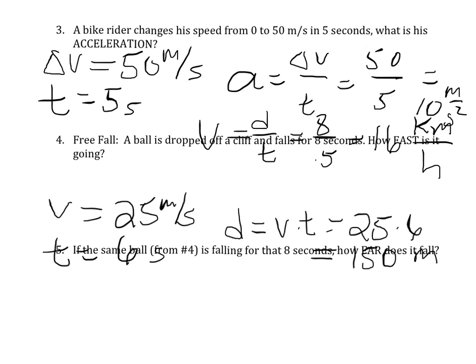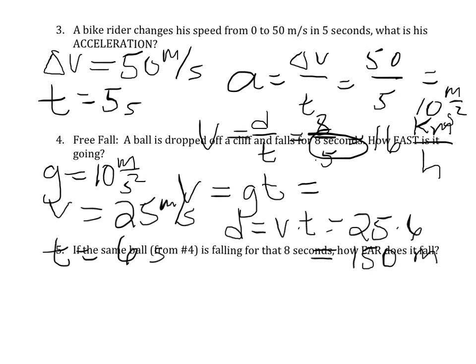Number four, a free fall. A ball is dropped off a cliff and falls for 8 seconds. How fast is it going? Remember that gravity increases the speed of things by 10 meters per second for every second that it falls. So after 1 second it's going 10, after 2 seconds it's going 20. So how fast is it going after 8? Be going 80. And the way that you do that mathematically, velocity is just gravity times time. So I take 10 times my 8, and I get 80 meters per second.